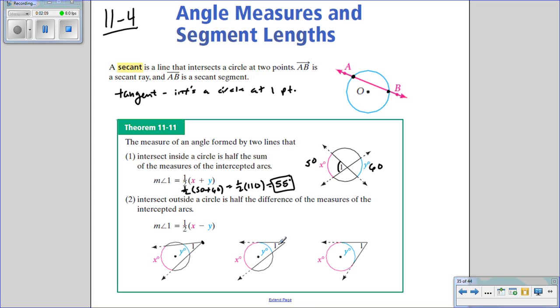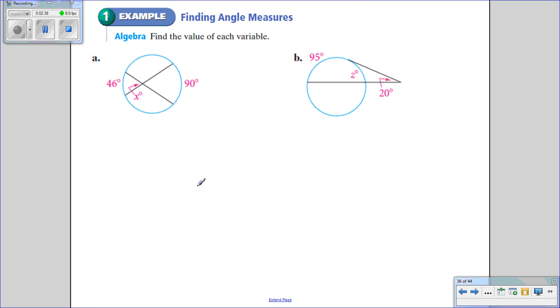So for example, if I want to find this angle here, it's going to be the difference between these two arcs and then divided by 2. Let's say this was 150 and this arc right here was 50. So this would be 1/2 of 150 minus 50. So it'd be 1/2 of 100, which is 50 degrees. That's how that works. So let's do a couple of those together.